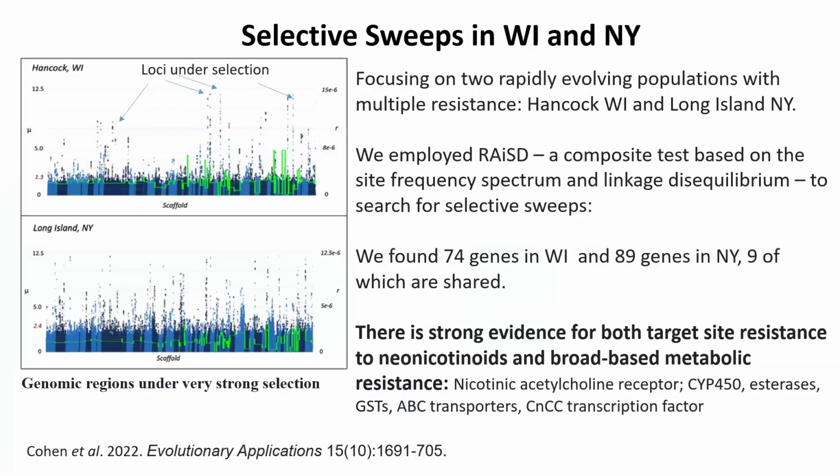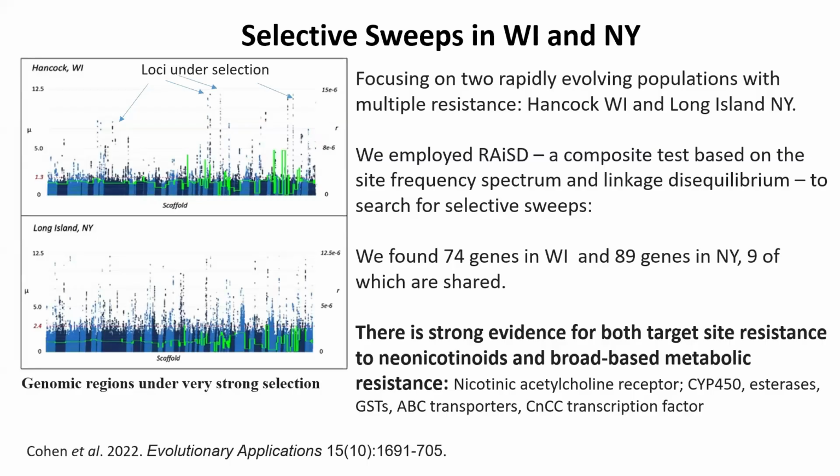We also looked for classic hard sweeps using scans of linkage disequilibrium and focused in on two populations. So the Long Island population, that key population, and then one in Wisconsin that we've studied a lot, our go-to site in Wisconsin for high resistance. We use a method called RAISED, which is a composite statistical test. It takes a site frequency spectrum, as well as measures of linkage disequilibrium, to get its power to detect hard sweeps. And you can see on the Manhattan plot, the points that are really elevated above the baseline are areas that are under selection, under classic hard sweep expectations.